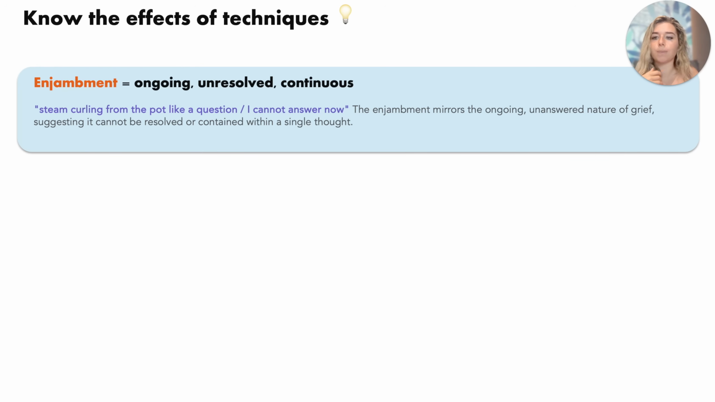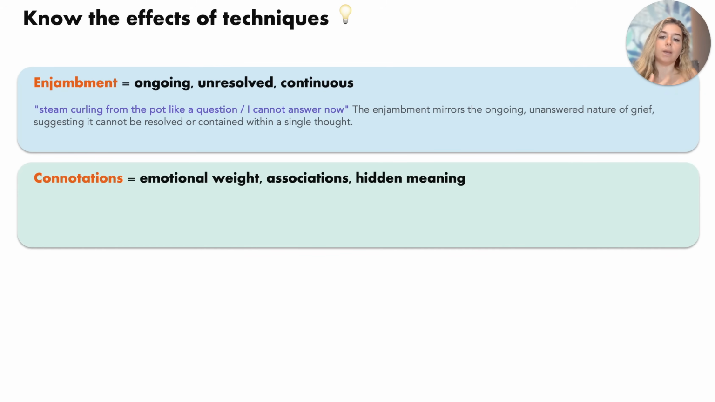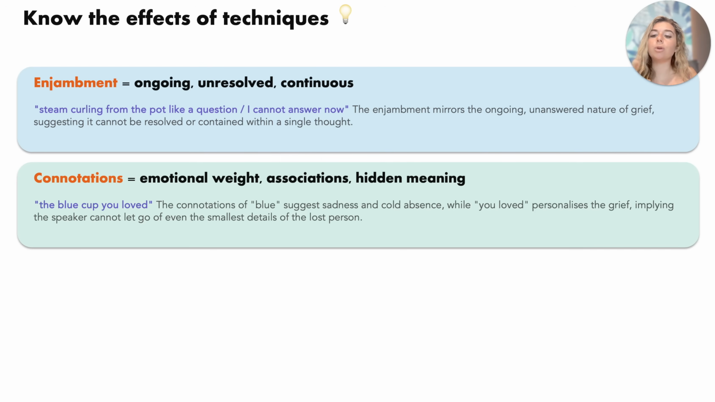It's huge. So we can see here, the enjambment mirrors the ongoing, unanswered nature of grief, suggesting it can't be resolved or contained within a single thought. So you can see, I've taken enjambment as my technique. I've taken what the effect is, that it's ongoing. Then I've linked it to the ongoing nature of grief. Then connotations: emotional weight, associations, hidden message. The blue cup you loved: the connotation of blue suggests sadness and cold absence, while you loved personifies the grief, implying the speaker cannot let go of even the smallest details of the lost person.